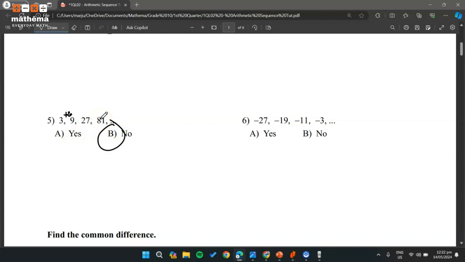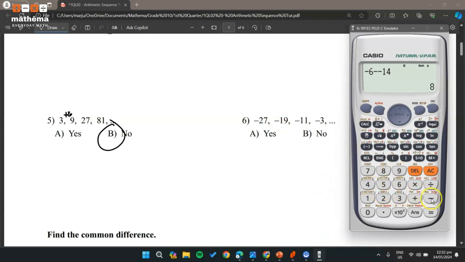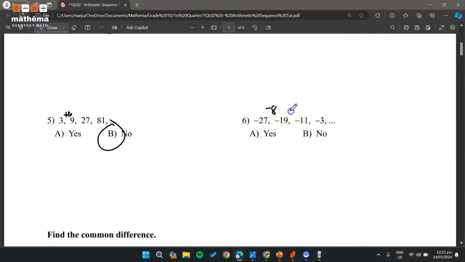What about number 6? Let me just check. Negative 19 minus 27 gives us negative 8, sorry. Then minus 27 minus 19 gives us a negative 8. And that is equal to negative 19 minus the negative 11, which gives us again a negative 8. So this is negative 8, this is negative 8, and of course a negative 8. Is this arithmetic? The answer is yes.